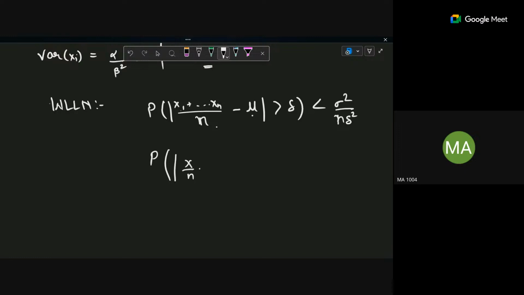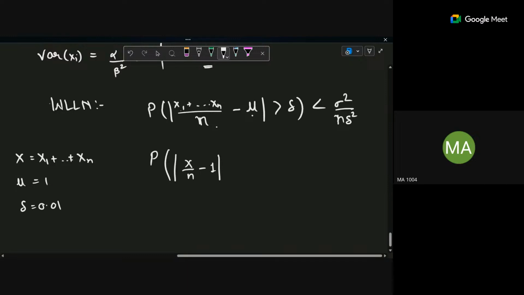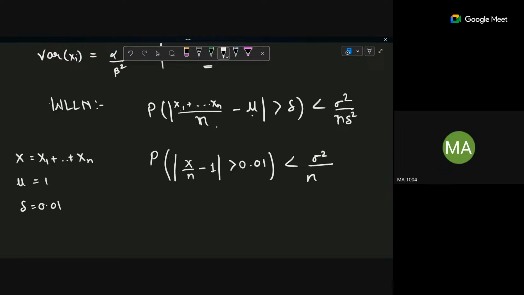And what is nu there? 1. Okay. So should I write it? X is nothing but x1 to xn summation, and nu is equal to 1. Delta is what? 0.01. Delta is 0.01. So according to the weak law of large number, what should be this term, sigma square by n delta square? This should be sigma square by n times delta square.